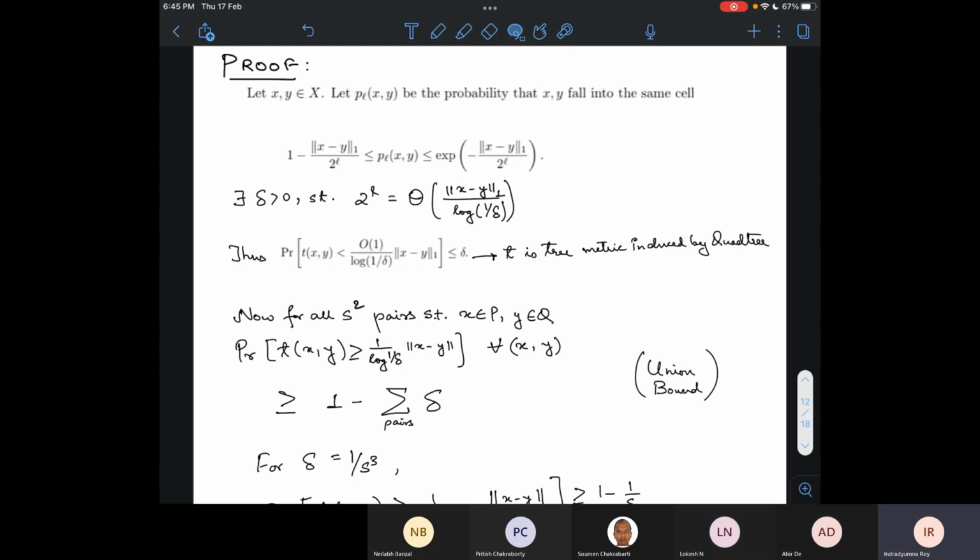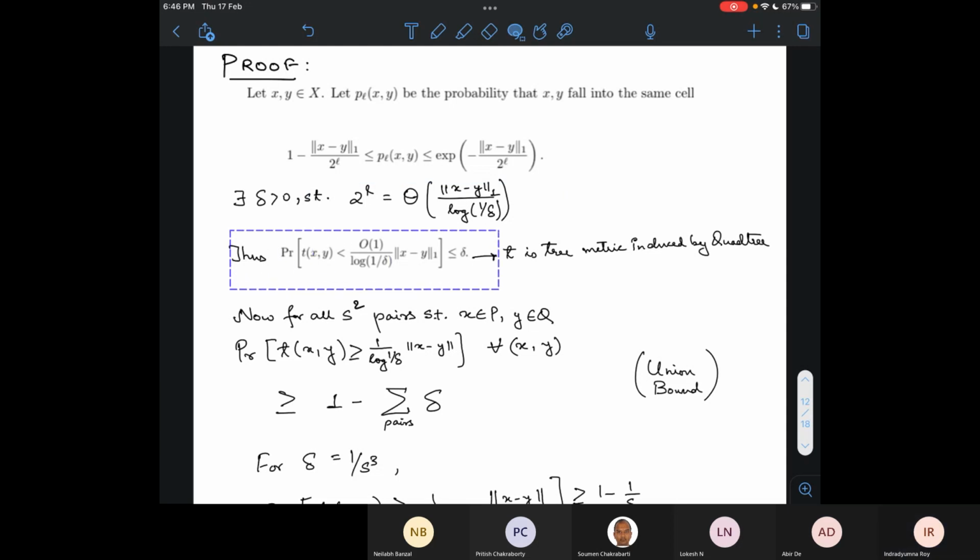Right. So if you set delta to this value, then you can get this thing. It's pretty simple to do. You are taking the log and then taking the minus, which gives you log 1 by delta. And then the 2 to the power L goes to the other side. And so you have this thing, right? Anybody saying anything? Okay, no.